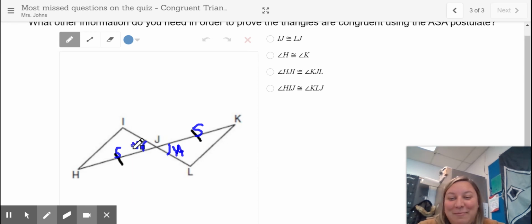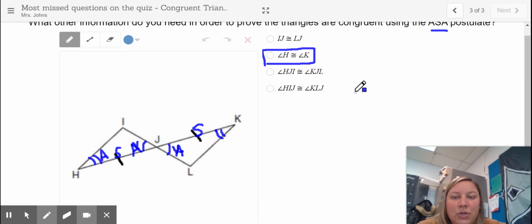I don't know why I wrote V for vertical, sorry, but I want A for angle. What we want is another angle to make it angle, side, angle. So we've got an angle, we've got a side, we need one other angle, and the side has to be in between it. So that leaves angle K. And angle K corresponds to this angle H right here. That would be our other angle to make it angle, side, angle. So I would use angle H is congruent to angle K.